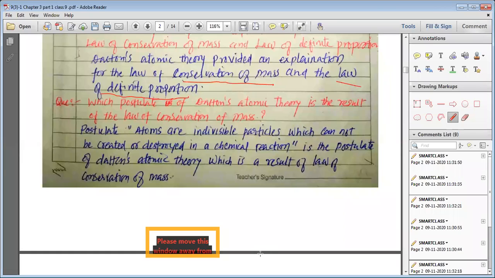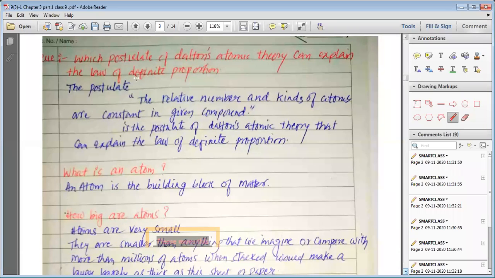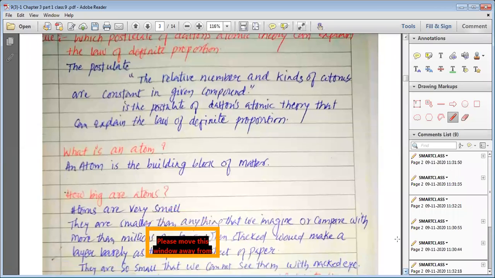Is the postulate of Dalton's atomic theory which is the result of the law of conservation of mass. Next question. Which postulate of Dalton's atomic theory can explain the law of definite proportion? The postulate that the relative number and kinds of atoms are constant in a given compound is the postulate of Dalton's atomic theory that can explain the law of definite proportion, my dear students.